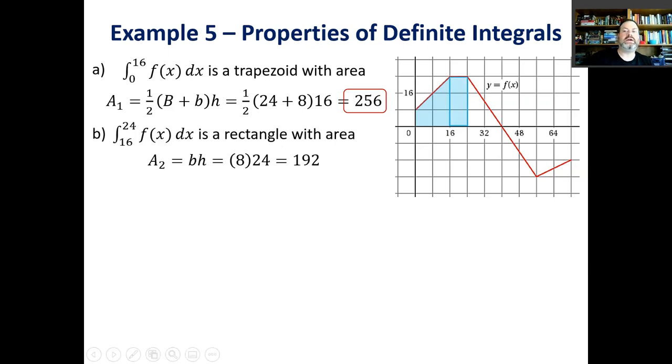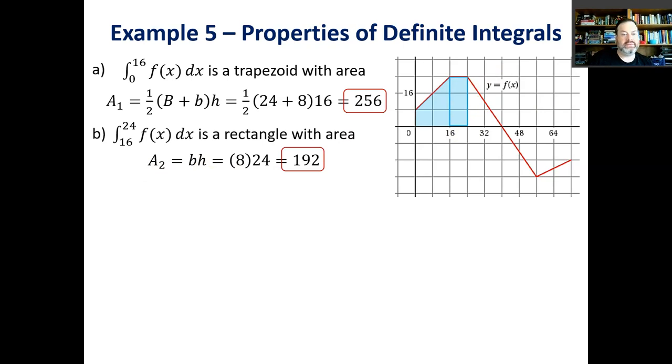All right, let's look at the second part here. The definite integral from 16 to 24. That's a rectangle. You can see it, just that little part right there. A rectangle is just base times height. This time the base is horizontal, it's 8. The height is 24, so it's 192.